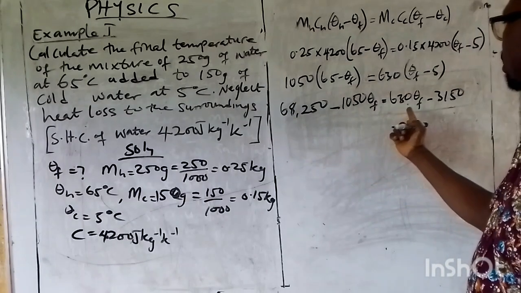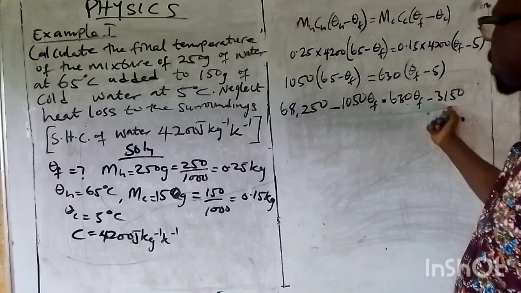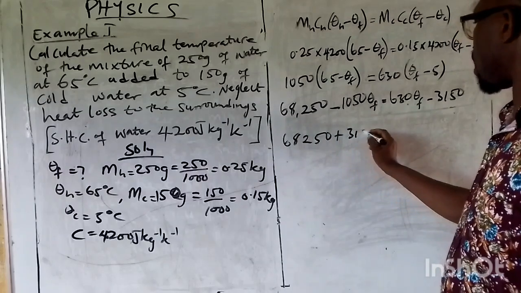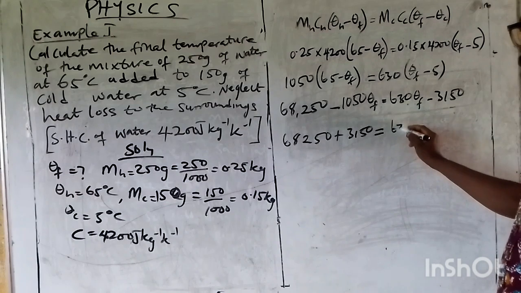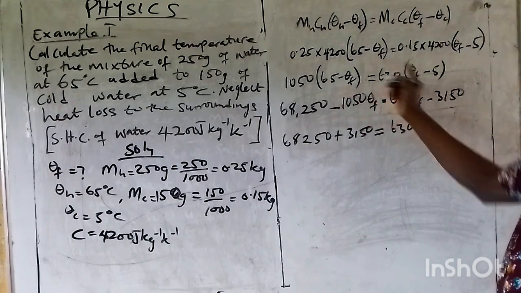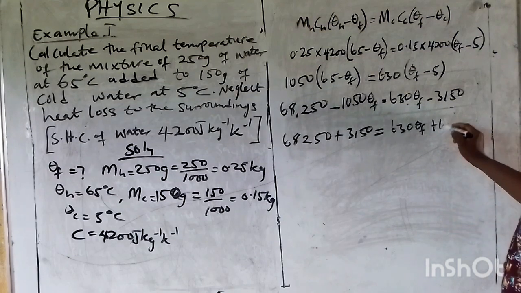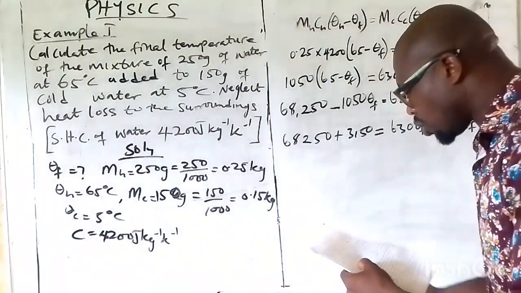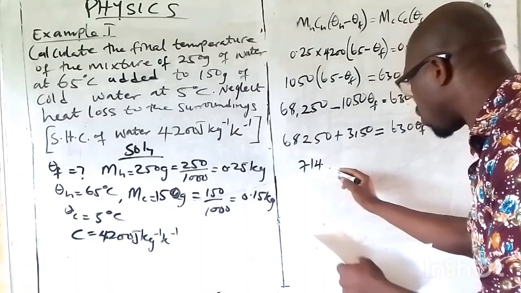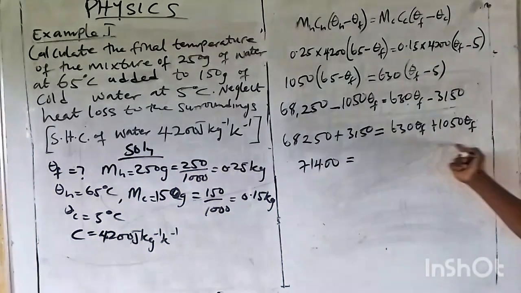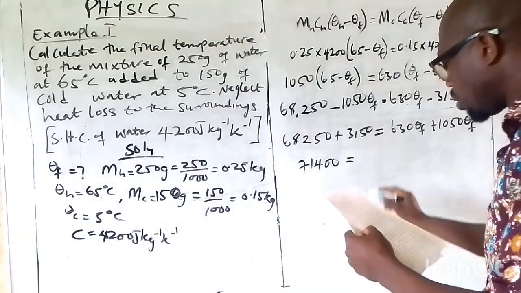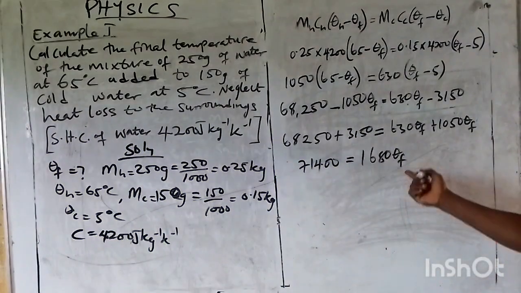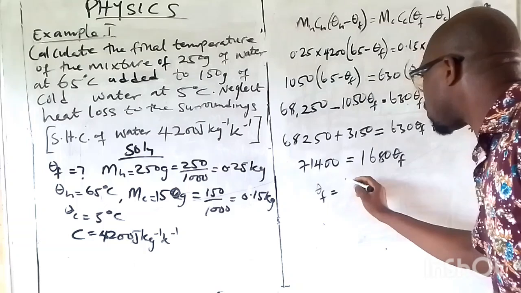This and these are like terms. So we bring this one over: 68,250 plus 3,150 equals, we leave this one here, 630 theta F, and this one crossing over changes to plus 1,050 theta F. Now we do the necessary addition to give us 71,400 equals 1,680 theta F. Now let theta F be the subject.